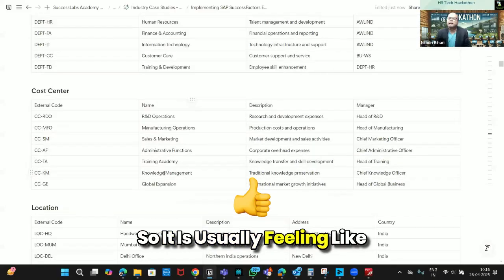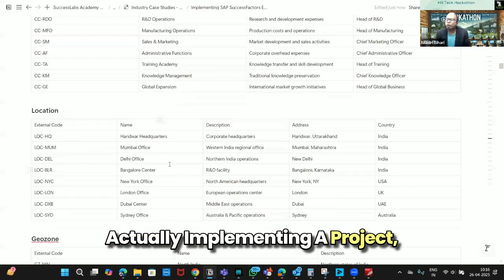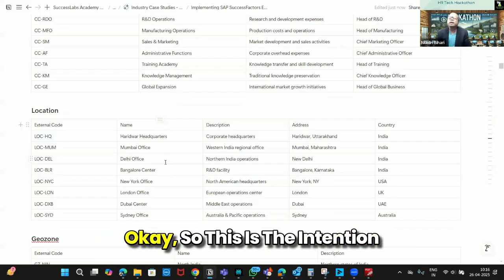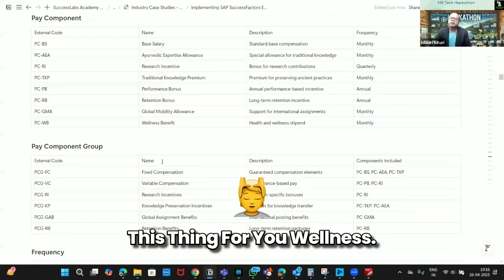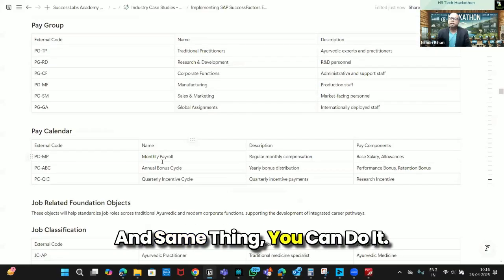The same thing goes for a division, the same thing goes for a department, right? So you will feel like at the end of the day, you are actually implementing a project, not randomly learning something. So this is the intention. And I've already created this for you, Ayurveda Wellness. And the same thing, you can do it.